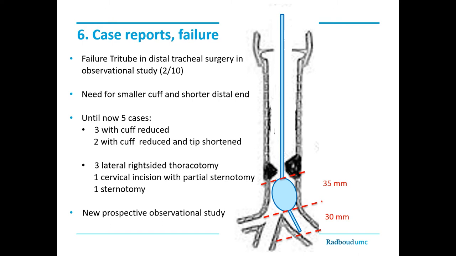With such a modification, it could be possible to put the Tritube in the left main bronchus and apply one lung ventilation. This could be an elegant solution for right-sided thoracotomy if needed for distal tracheal resections. Until now, we have done 5 cases with an adapted Tritube, where 3 of them required a thoracotomy and one lung ventilation.